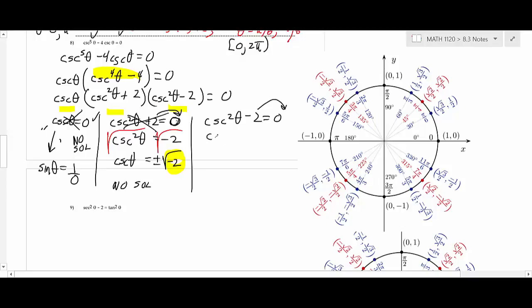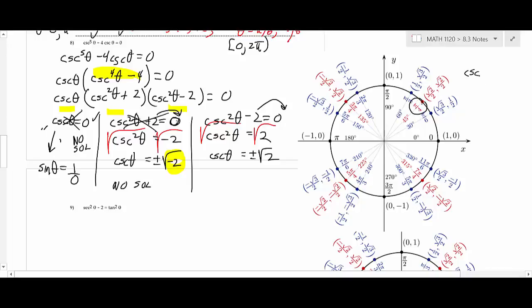Okay, so now we move over to the last case and we do this. So now we're going to move the 2 to the other side so that we get this. Now we're going to square root both sides like this. And when you do that, you're going to have the cosecant of theta is equal to plus or minus the square root of 2. And that plus or minus is super important because if you overlook it, you're going to miss some answers.